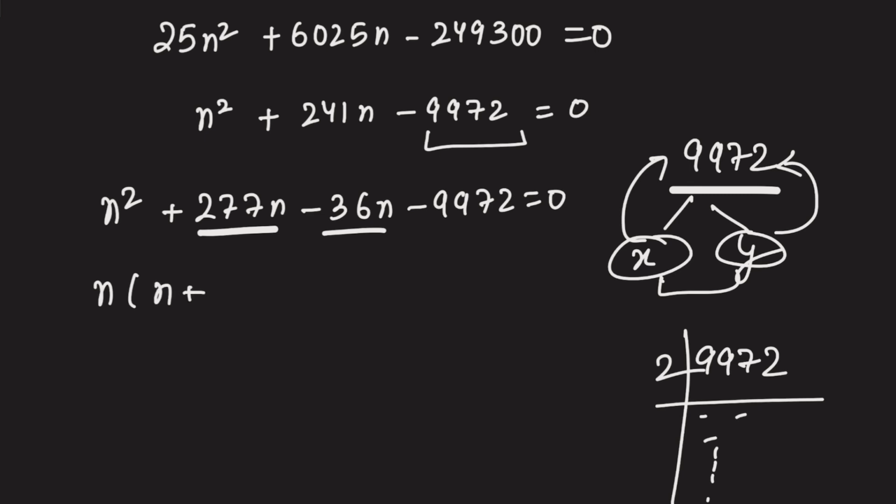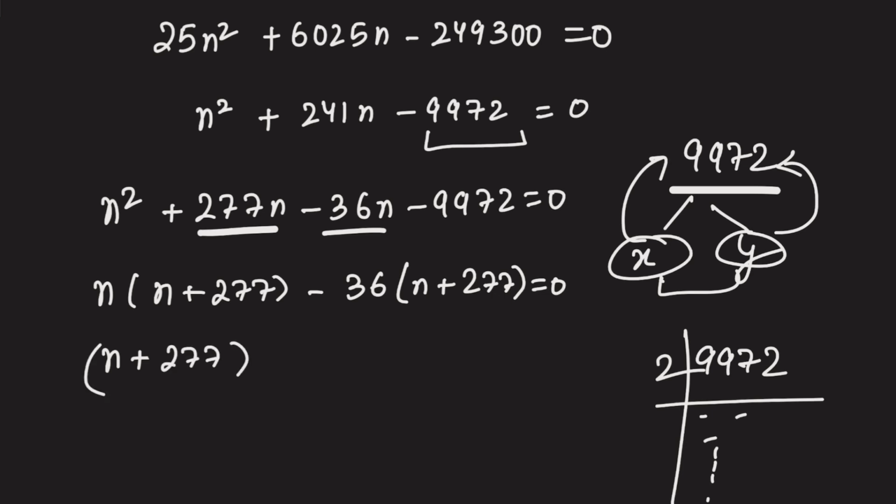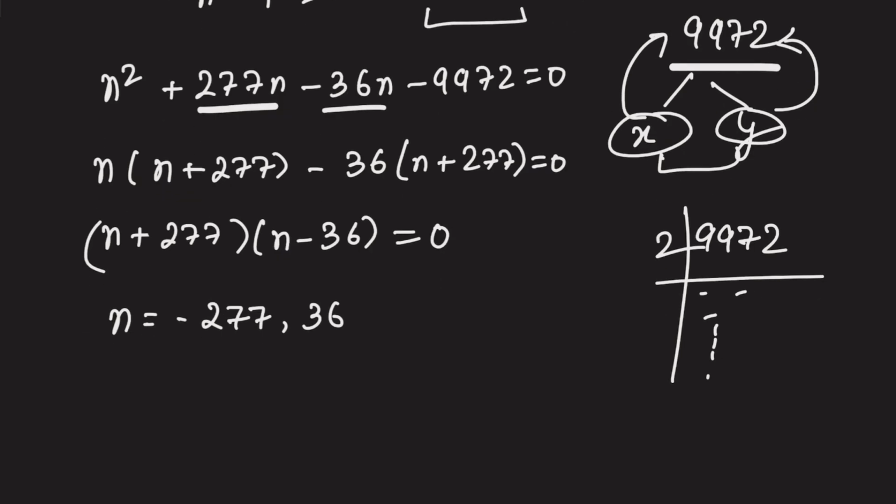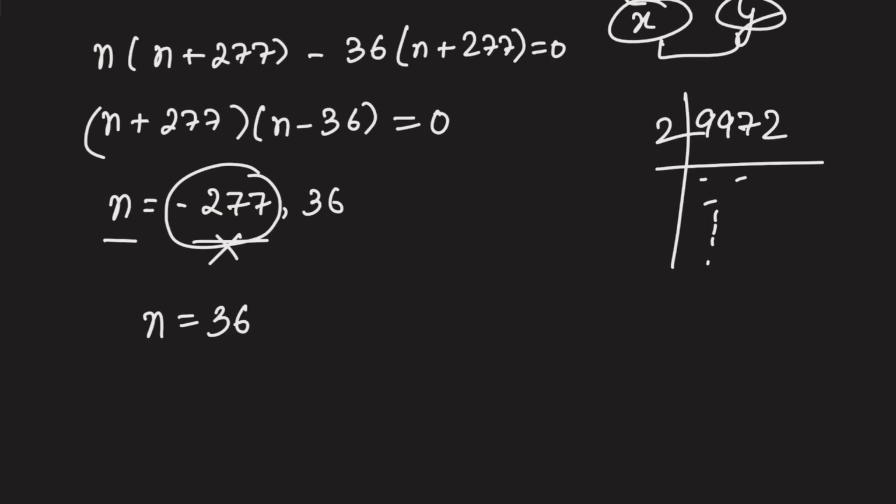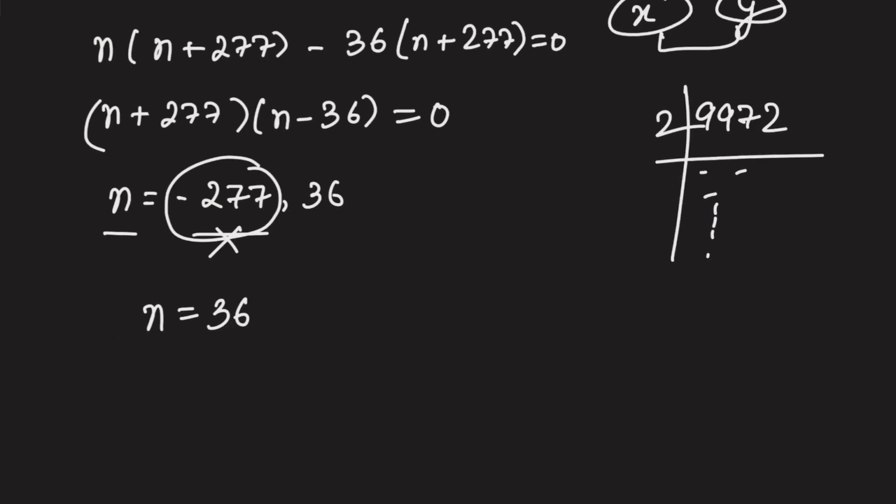Taking n common, n plus 277 minus 36 common, n plus 277 equal to 0. Now n plus 277 and n minus 36 equals to 0. N is minus 277 and 36. But you know that number of years can never be negative. So n is equal to 36. That means the account was held for 36 months, or we can say 3 years, right?